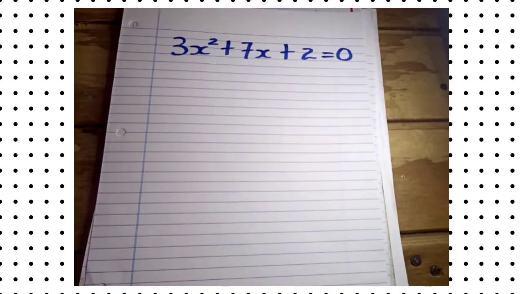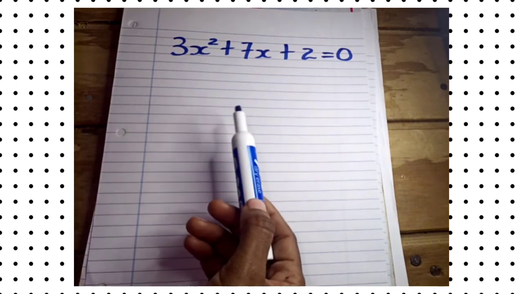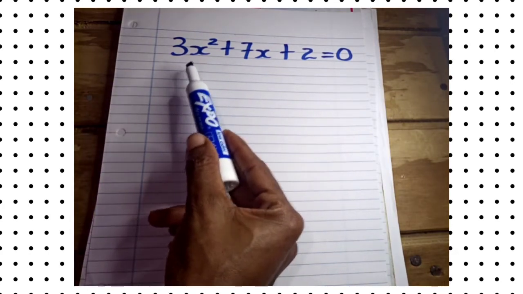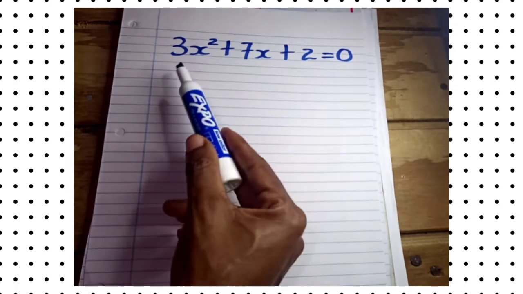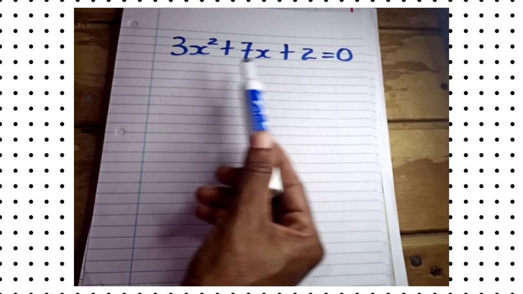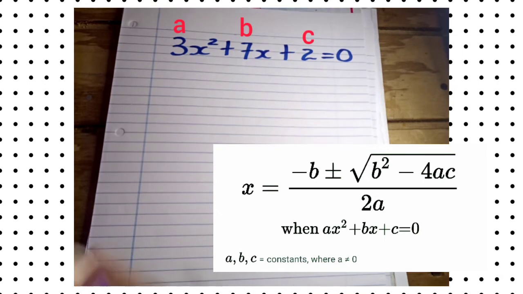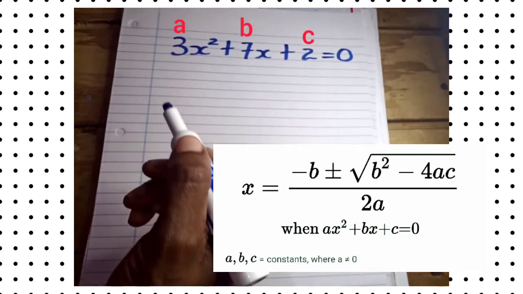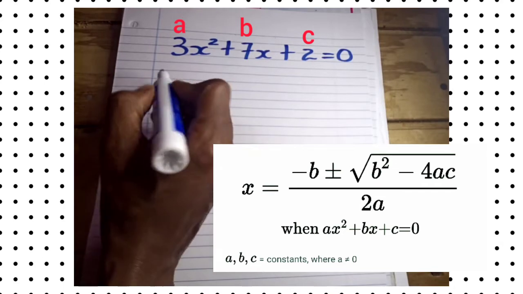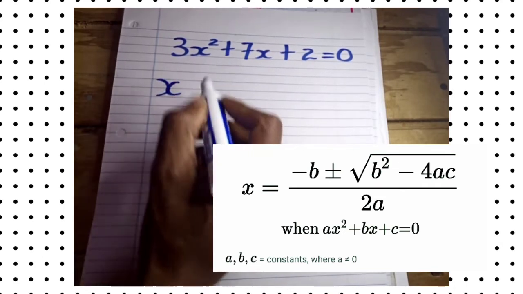All right, guys, I hope you get that. And if you didn't, please just go back through it and take your time. You'll get it. Now, let us solve this one using the quadratic formula. Identify your A, B, and C. As you can see, A is 3, B is 7, C is 2. We just plug these into the quadratic formula to solve for x.